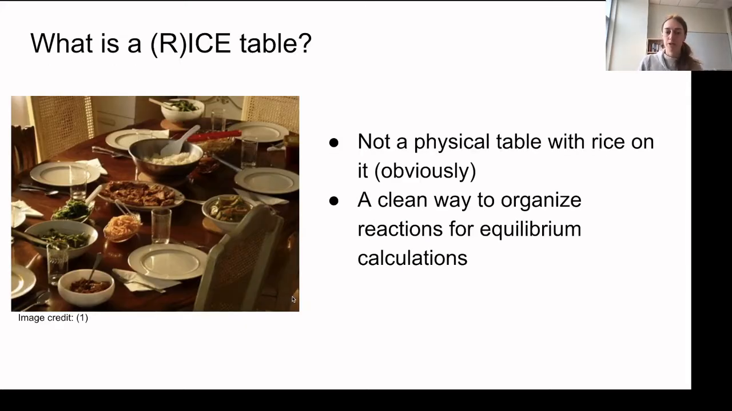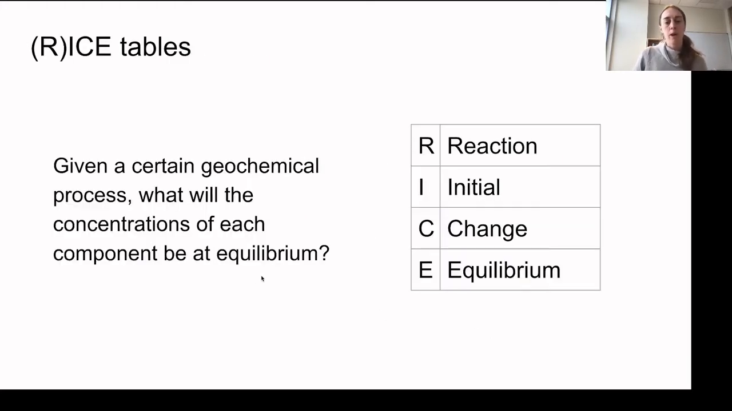It is unfortunately not a physical table with rice on it, even though, quite frankly, that sounds way more fun than what we are doing with RICE tables. What it is, in terms of thermodynamics and chemistry, is a clean way to organize reactions for equilibrium calculations. And R is in parentheses because sometimes you'll see it just as an ICE table with the reaction floating above it, and sometimes you'll see it as a RICE table. So what RICE stands for is reaction, initial, change, and equilibrium.